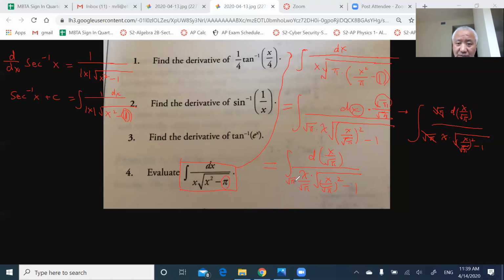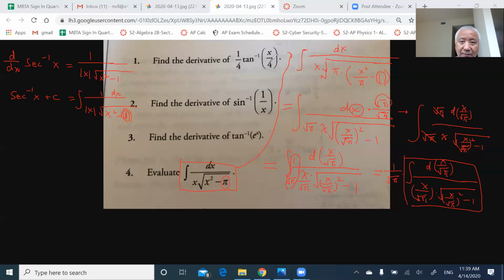If you do that, this one is like a 1 over this one, so I can take it out. This part I can take out because it's a constant. Take it out like this, and then I do integration. Then I do integration of dx over square root pi and x over square root pi, right? And the square root of x over square root pi squared minus 1, like this. Now, from here you can see this is exactly the format of this one.